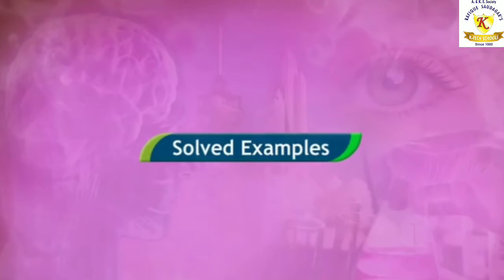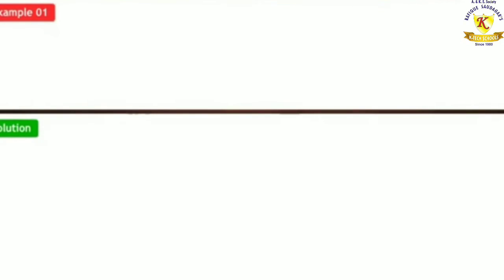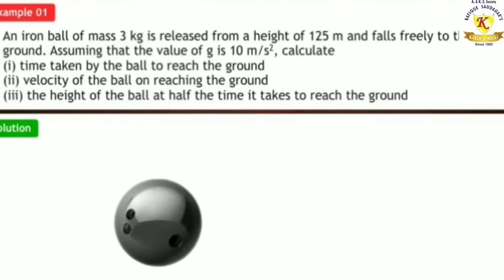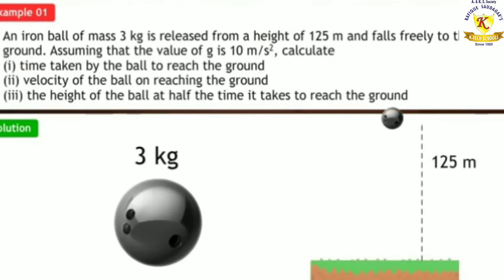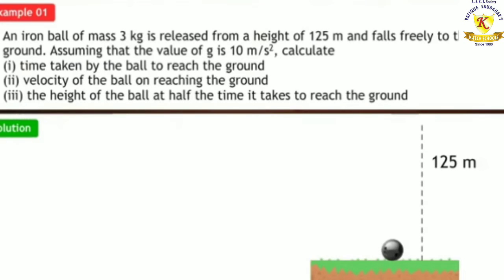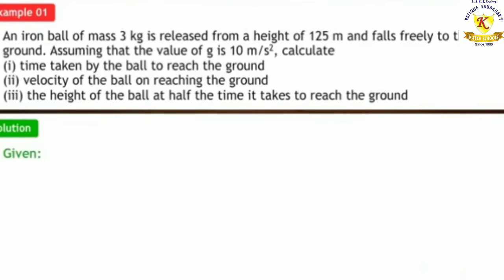Now let's study some solved examples. Example 1. An iron ball of mass 3 kg is released from a height of 125 meter and falls freely to the ground. Assuming that the value of g is 10 meter per second square, calculate the time taken by the ball to reach the ground, the velocity of the ball on reaching the ground, and the height of the ball at half the time it takes to reach the ground.